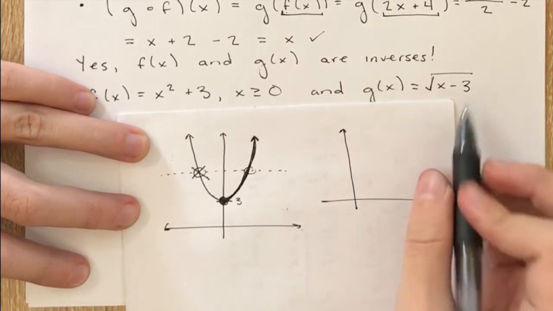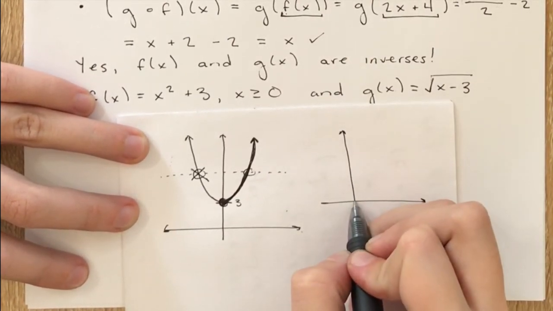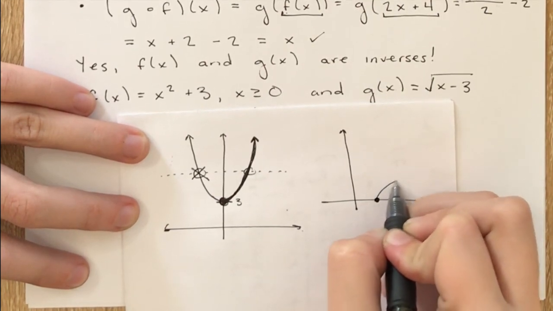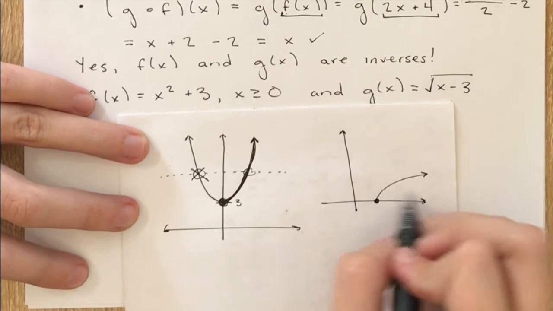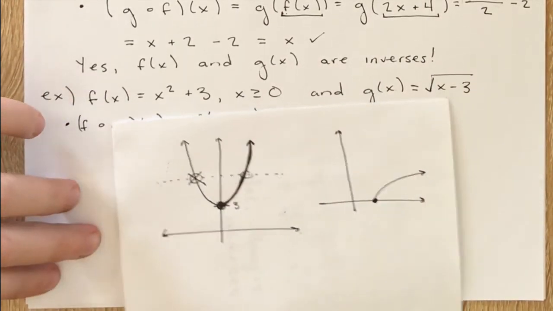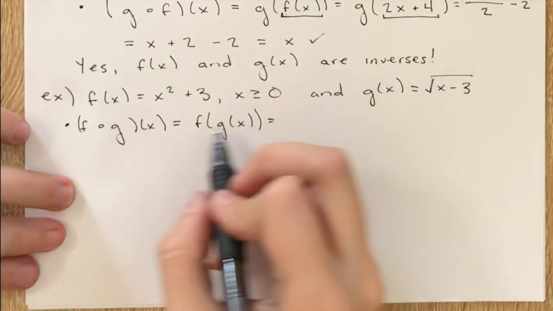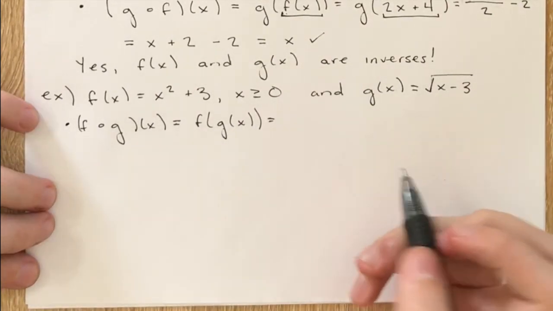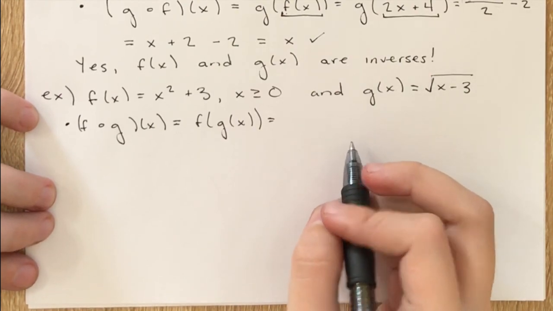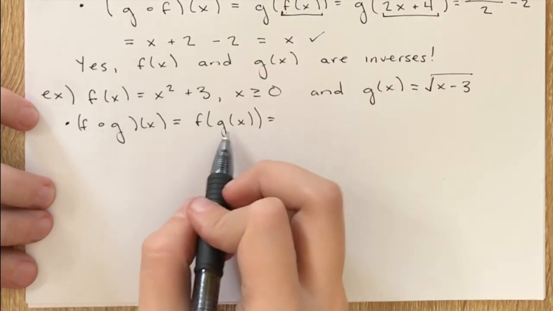Is this guy one-to-one? Yeah. Radical functions are one-to-one, right? This is just going to look like this. Any horizontal line passing through there is also going to only pass through the function once. Okay, so now that we know they're both one-to-one, that's our first characteristic that we need to check off in order to have an inverse. So let's continue on here.